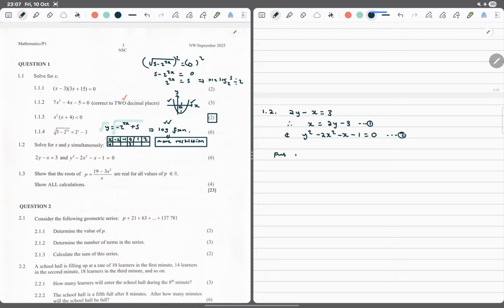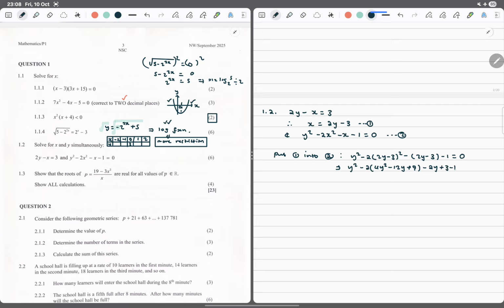So we put 1 into 2. What do we see? It's going to be y squared minus 2. Where we see x, we put 2y minus 3. This is squared minus into 2y minus 3, and minus 1 is 0. So we get y squared minus 2. We fold this out, we get 4y squared minus 2 by 3, that's 6 by 2, that's 12y plus 9, okay?